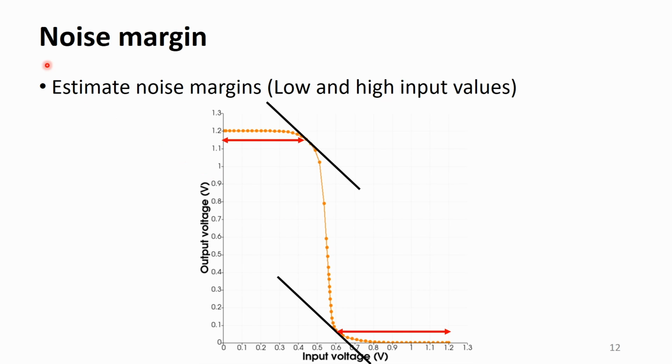Also, the noise margin is defined with a point where the voltage transfer curve has a slope of -1. Actually, we have 2 points. Therefore, we can estimate two noise margins for a low input value and a high one.